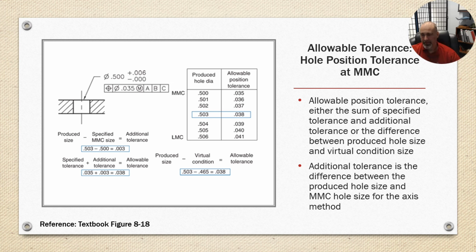So again, what would you do if you're making the parts? If you're having trouble holding the position tolerance, you'd start reaming them out bigger so that you have more tolerance. So that's kind of the end result of adding this in reality.